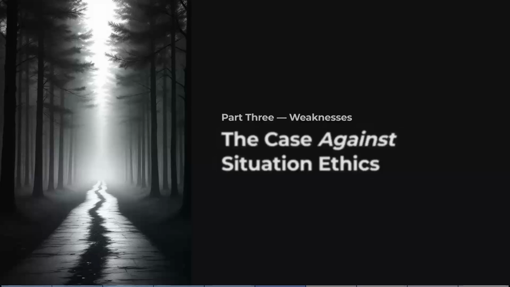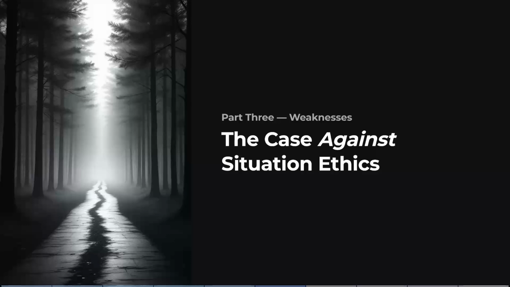Now we turn to the weaknesses, and the same principle applies here. We're not listing objections, we're assessing their philosophical force. The case against situation ethics rests on six serious objections. Some of these can be answered and some of them cannot, at least not without fundamentally revising the whole theory. Learning to distinguish between them is what produces the higher band evaluation. So here we introduce the case against, and in the next slide we'll examine each one in depth.